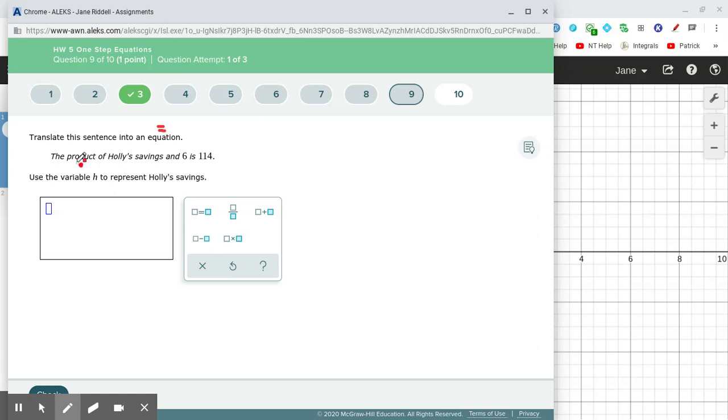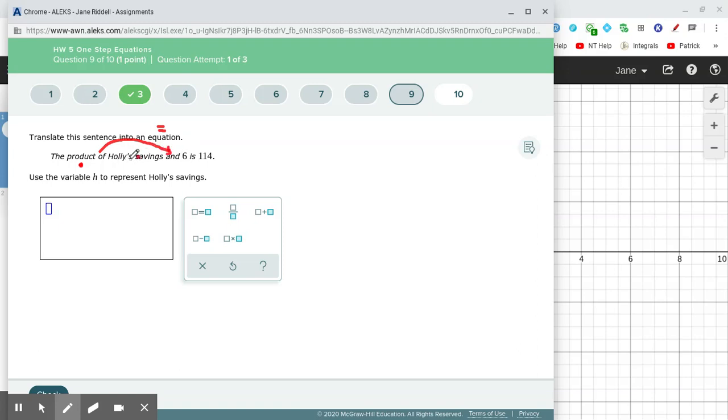So the product, notice I'm not using an X here. You should be done using X as a symbol for multiplying because in algebra we use X a lot for our variables. So instead I'm going to use this dot to represent multiplication. So the product of, all right, so this is telling me what I'm going to be taking the product of: Holly's savings and, all right, so here's the keyword "and", this is telling me where that multiplication sign goes.